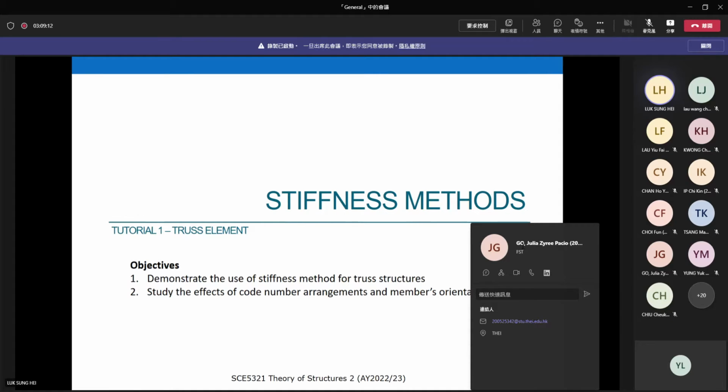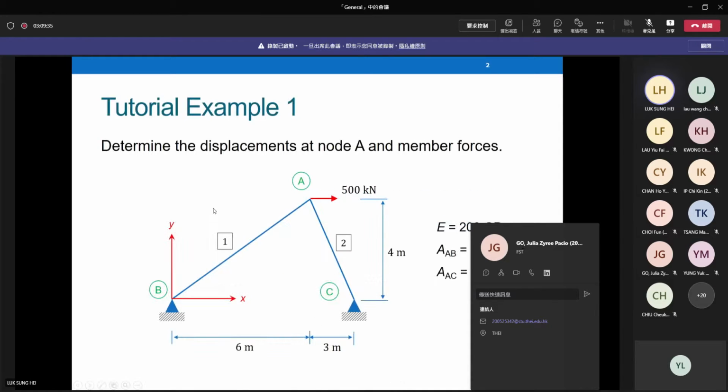In these sections, we would like to show you how to use this method on trust structures, and then we will study what happens if we change the orientations and what happens if we change the code number diagram, the code number arrangement. These are two common problems I receive almost every year.